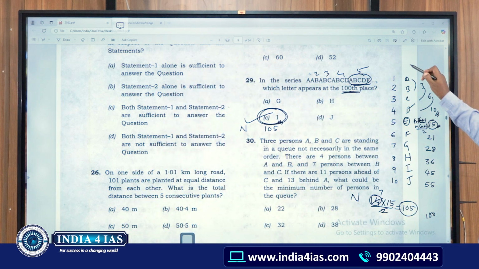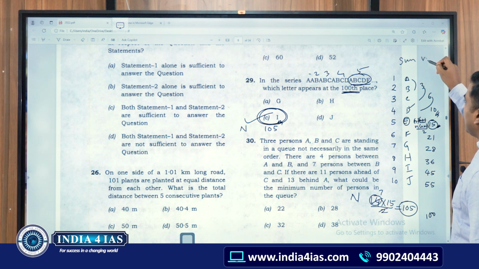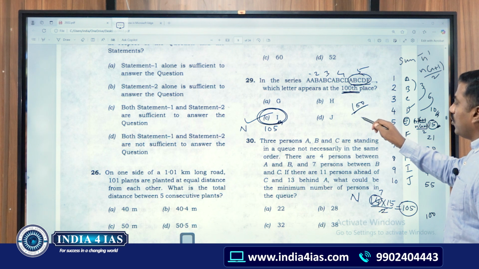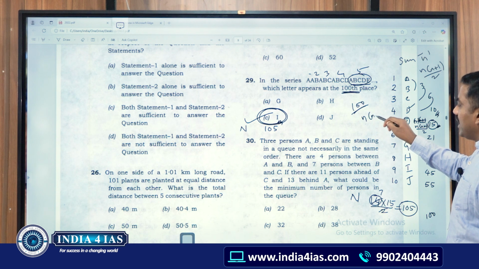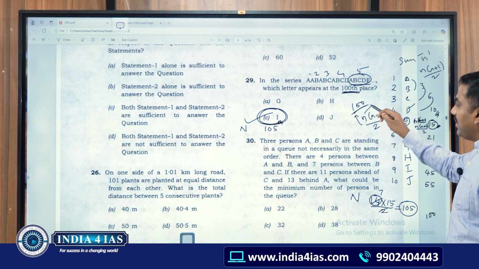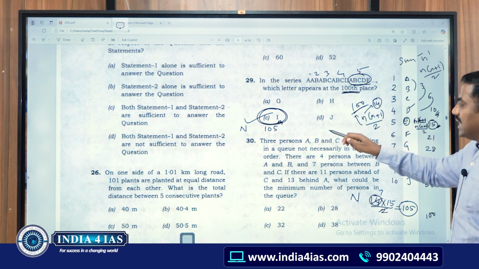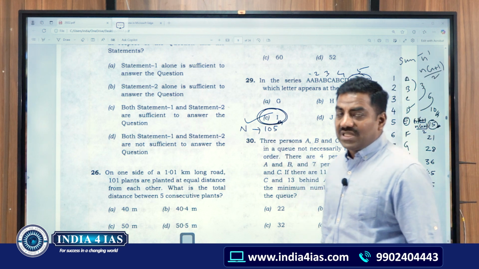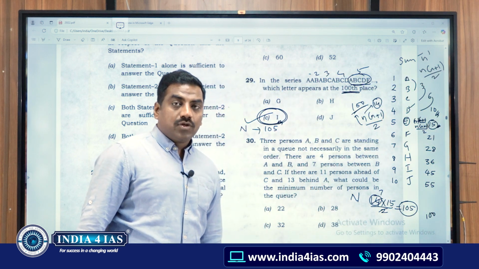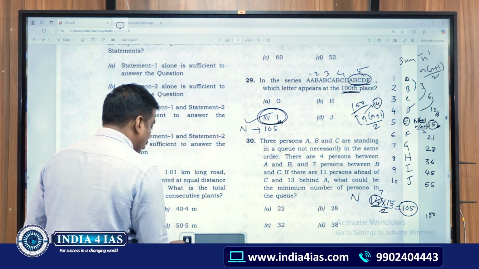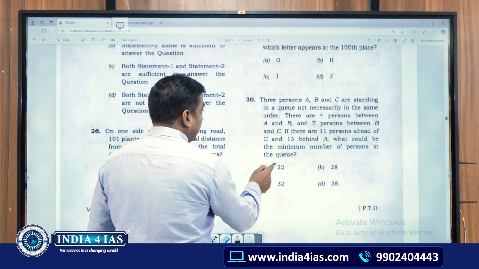This is the application of the sum of first n natural numbers, that is n into n plus 1 by 2, and my target is 100. So which is that number which will give me n into n plus 1 by 2 close to this 100? So that number is 14. So 14th letter is N, that means the 105th letter is N, so the 100th letter will be I. It is not that easy to get, so you have to practice a lot for this.